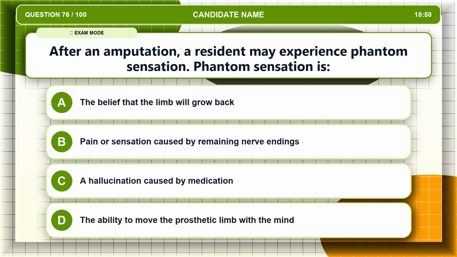Phantom sensation is: Option A, the belief that the limb will grow back. Option B, pain or sensation caused by remaining nerve endings. Option C, a hallucination caused by medication. Option D, the ability to move the prosthetic limb with the mind.